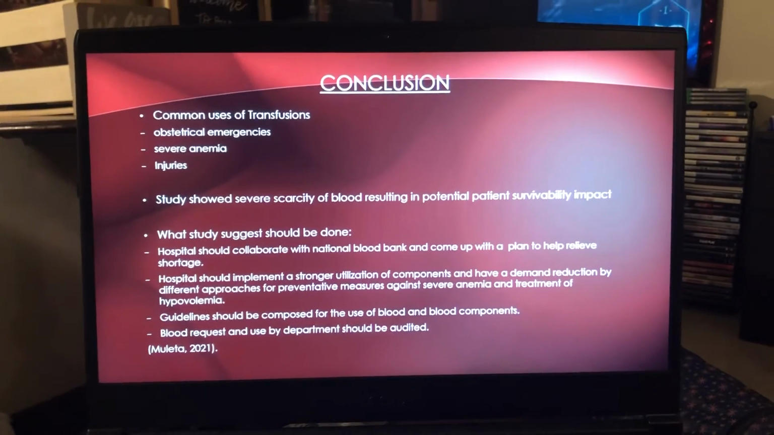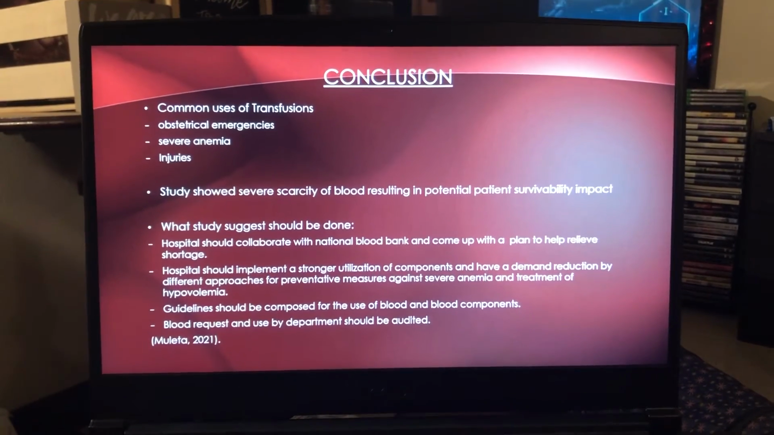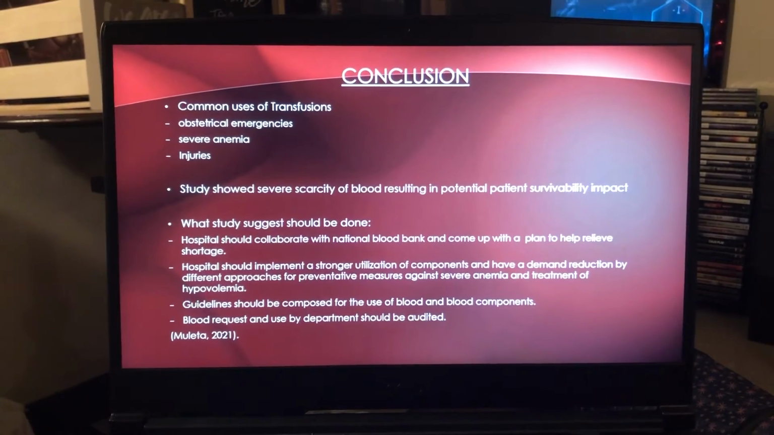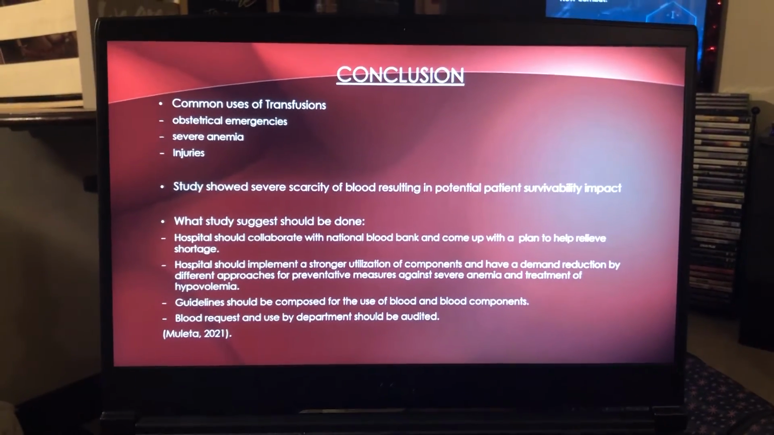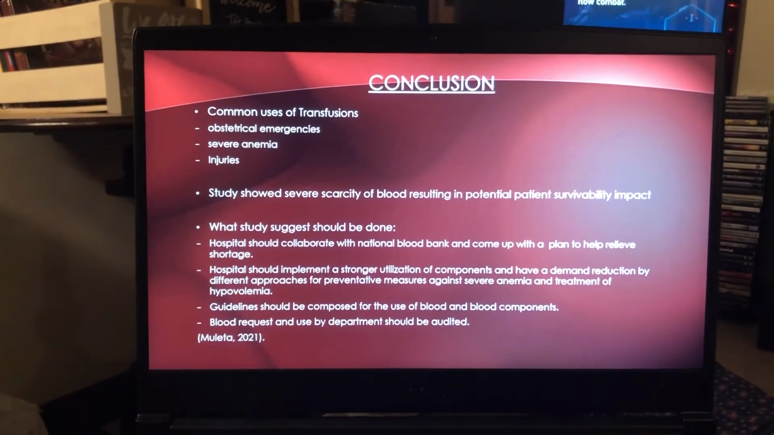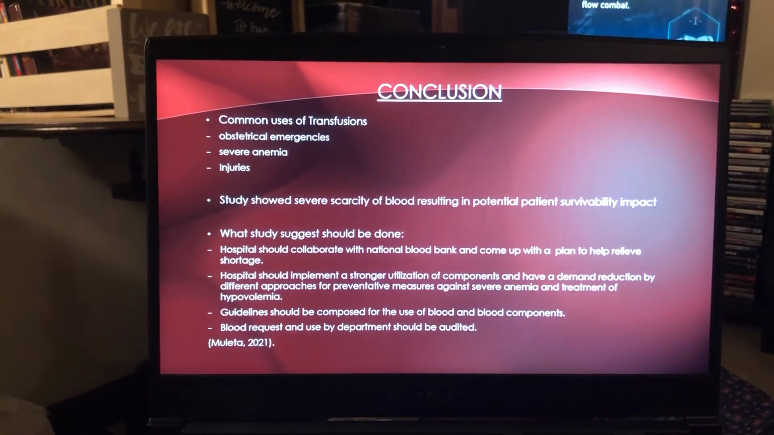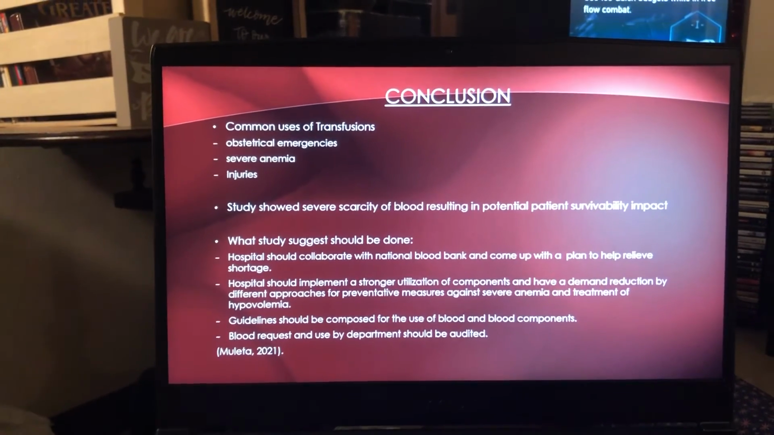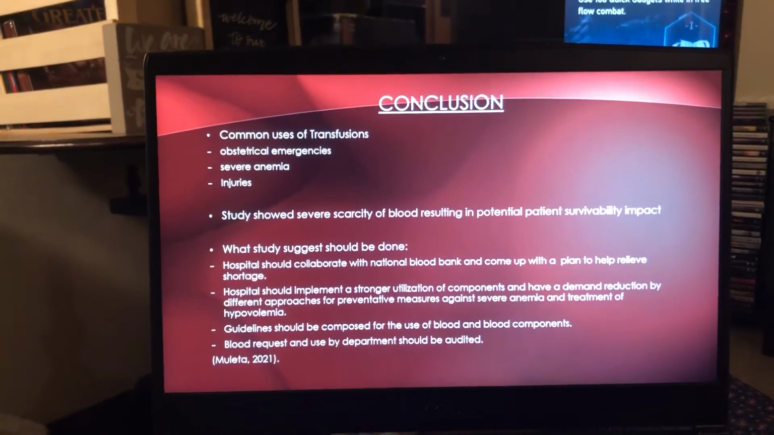The study showed severe scarcity of blood with a potential impact on patient survivability, which means basically that this hospital needs more blood than they are able to produce or give to patients. So there could be an impact on patient survival when it comes to certain things happening to patients who need blood transfusions.